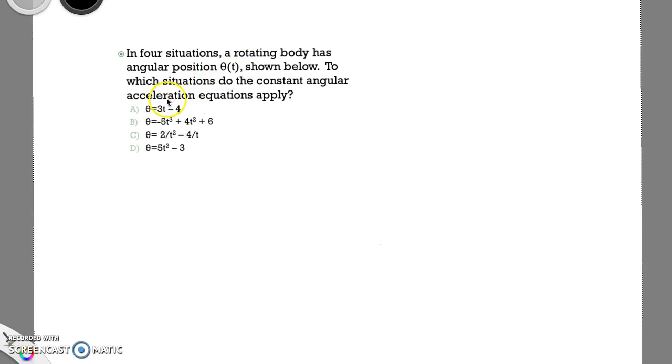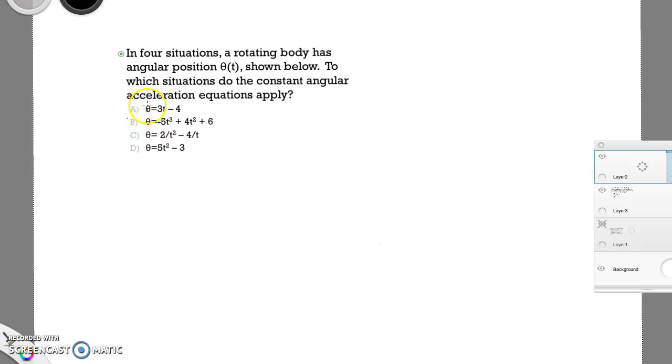It says, to which situations do the constant angular acceleration equations apply? So that'd be situations where you have a constant acceleration. Okay, if you look at these, that would be situations where the second derivative is constant. So let's start by looking at this one. Okay, this is linear, which means that the second derivative would be equal to 0, which means that that would work for those constant acceleration equations. So that one. This one is cubed, so that means that the second derivative would be linear, which means it doesn't work here because it needs to be constant.